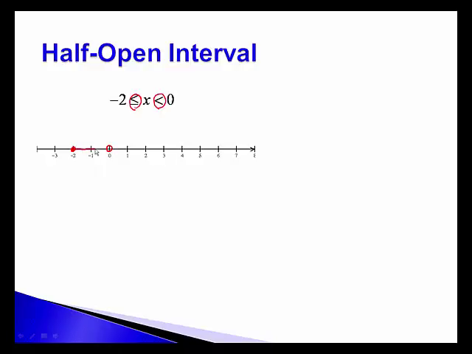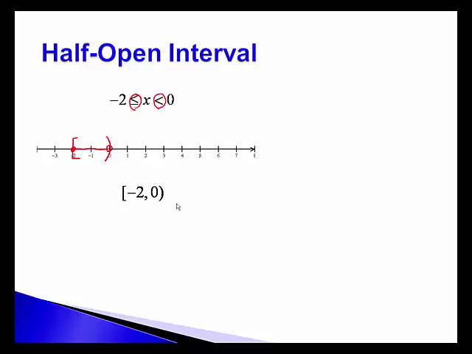Remember that we would shade in between, but I also want to remind you that when we use solid circles we use brackets, and when we use open circles we use parentheses. So our half-open interval this time would look like this in interval notation: -2, 0, with a bracket on the left and a parentheses on the right.